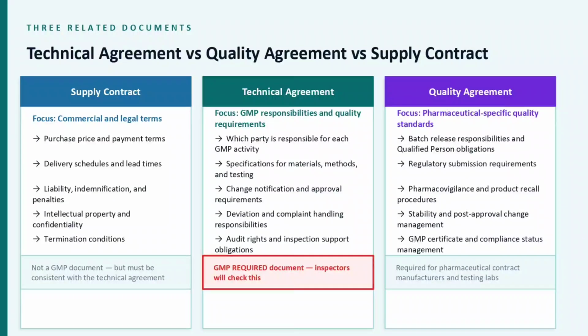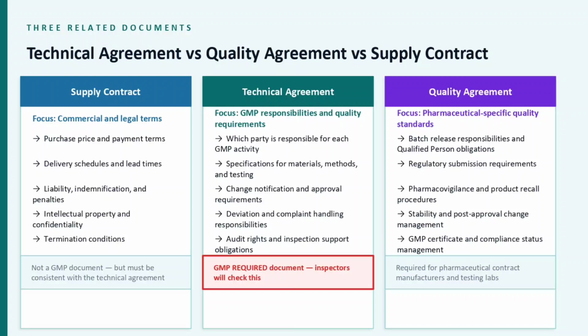Before we go further, I want to clarify something that causes a lot of confusion in practice. There are 3 related documents that companies create when working with suppliers. They are not the same document, and they serve very different purposes. The first is the supply contract. This is a commercial and legal document. It covers purchase price and payment terms, delivery schedules and lead times, liability and indemnification, intellectual property and confidentiality, and termination conditions. It is managed by procurement and legal teams. It is not a GMP document, but it must be consistent with the technical agreement.